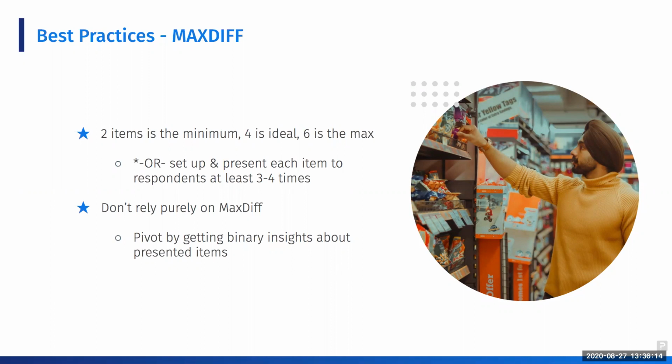So focus on MaxDiff first. Circling back, what are the best practices for MaxDiff? The first one is, make sure not to overwhelm your respondents. You need to have at least 2 items. 4 is ideal. 4 is like the typical standard, and 6 items is the max. You can have that be your approach, or what you can do is set it up so that each item is presented to respondents at least 3 times. I think the reason I say 3 is that the more items that you have presented on the screen, the more robust the data will be in observing.